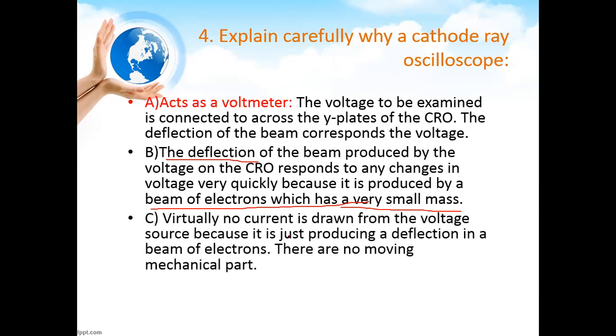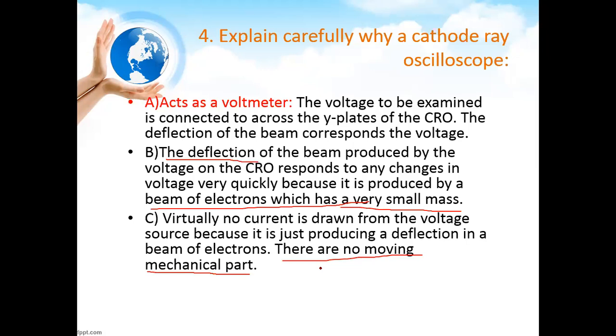The third one, why is current not drawn over here? Because there are not going to be any moving mechanical parts. Remember, we said this is a beam of electrons, so the deflection is very small. There are no moving mechanisms, so we are not going to observe any current here. So why is current not drawn? Because the deflection of the electron beam is very small, and there is no moving mechanical part in this deflection. So there is not going to be any production of current, for C.